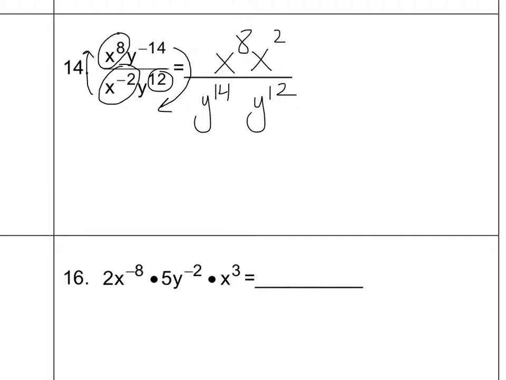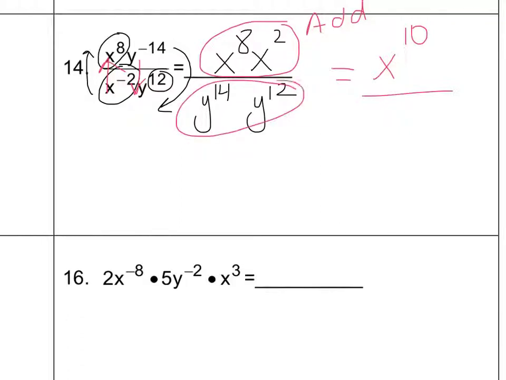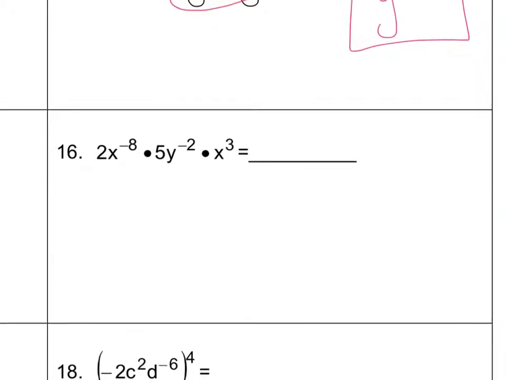Now, you had to move the x to the negative 2 up, and you had to move the y to the negative 14 down. Now, as you can see, you are multiplying those two. Every time you multiply, you have to add the exponents, so it's x to the power 10. Again, it's the same concept. Since you are multiplying the y's, you add the powers, so you get 14 plus 12 is 26. So it's x to the 10th over y to the 26. So every time you multiply, you add the exponents. Now let's move on to number 16.